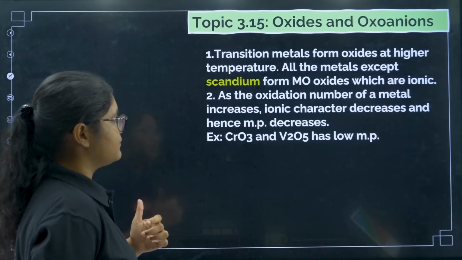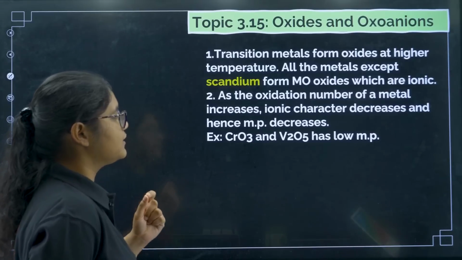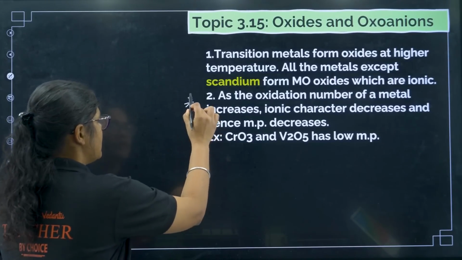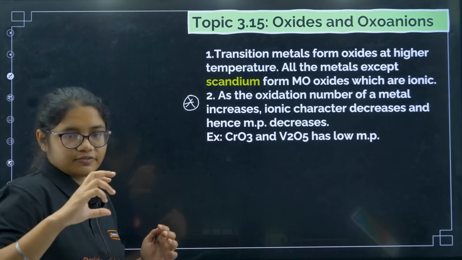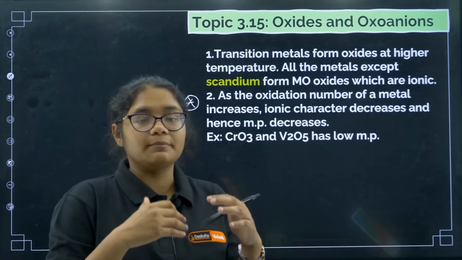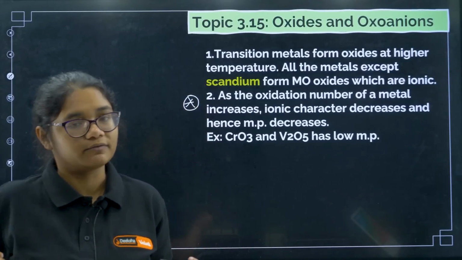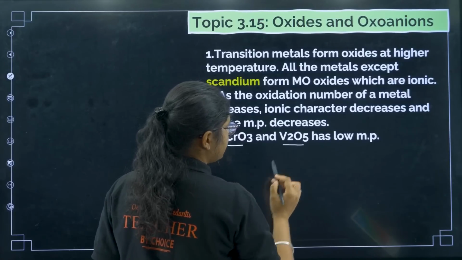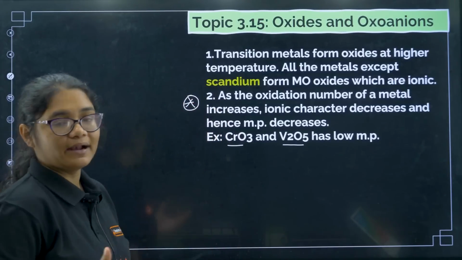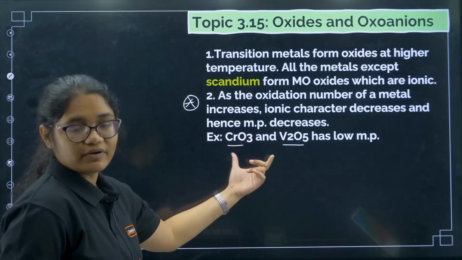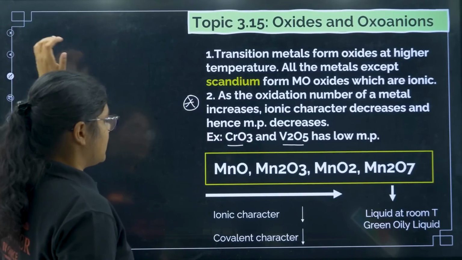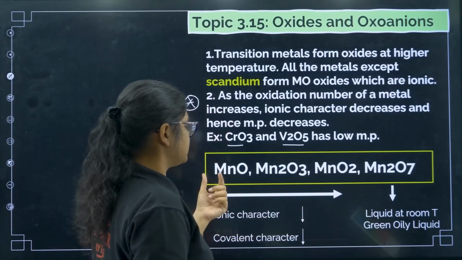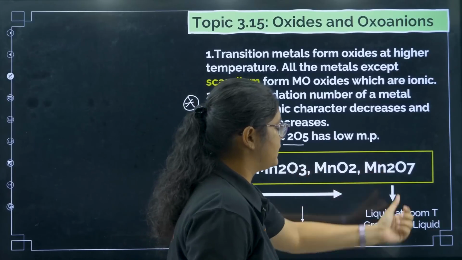Now as the oxidation number of a metal increases, the ionic character decreases and hence the melting point decreases. Okay, this is again a very important point. So as the oxidation number of the metal is increasing, the bond is becoming more and more covalent, so the melting point will decrease. You can see here that CrO3 and V2O5 have low melting points because their oxidation states are very high.